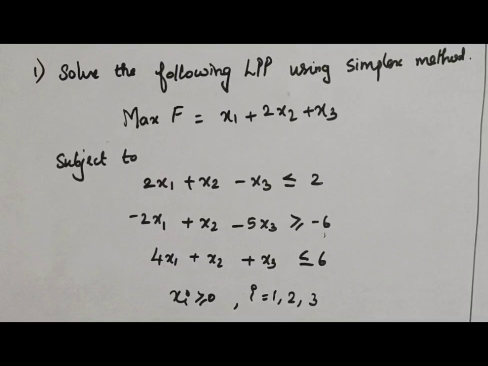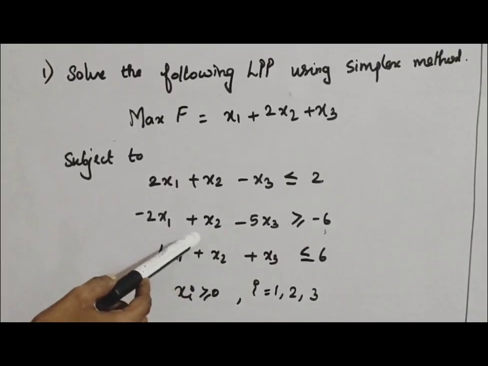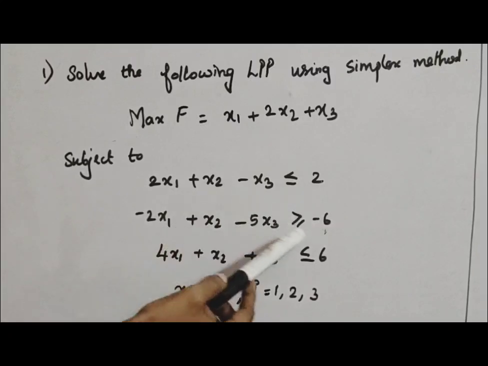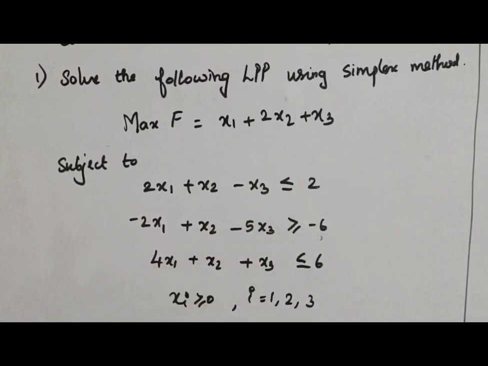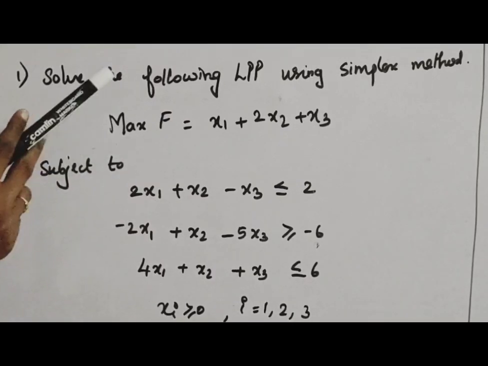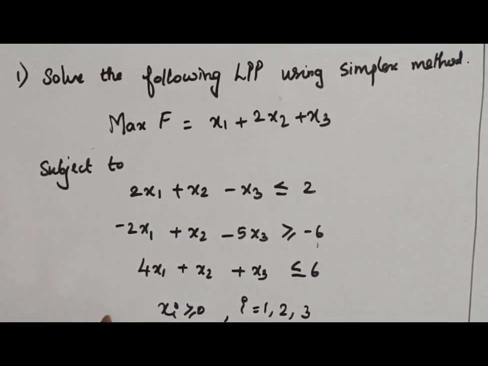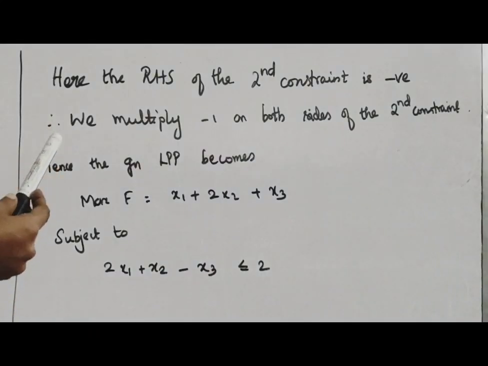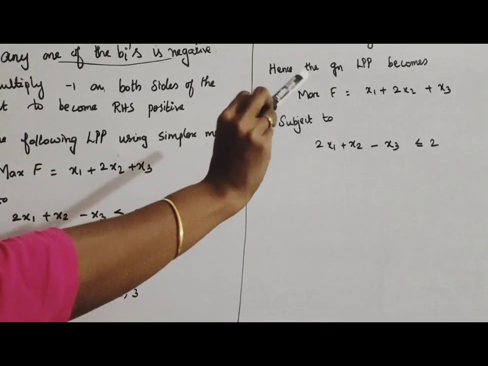Here the right hand side of the second constraint is negative. Therefore, you have to multiply by -1 on both sides of the second constraint to make the right hand side positive. While multiplying by -1, the greater than or equal to inequality becomes less than or equal to. The objective function is of maximization type and the first and third constraints are of less than or equal to type only. All the non-negative variables are positive only. We multiply by -1 on both sides of the second constraint to make the RHS positive.